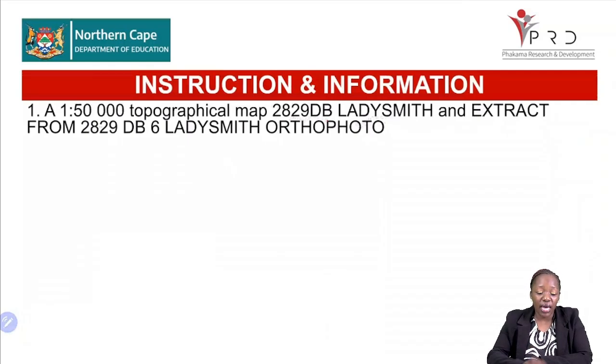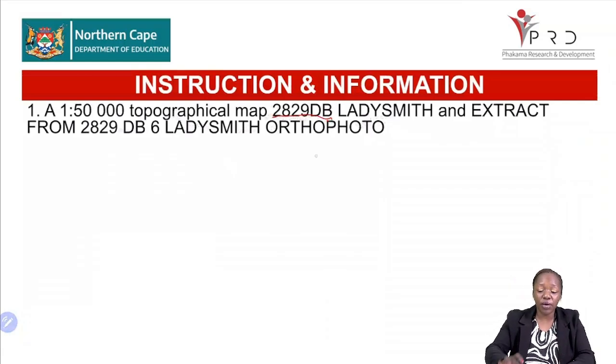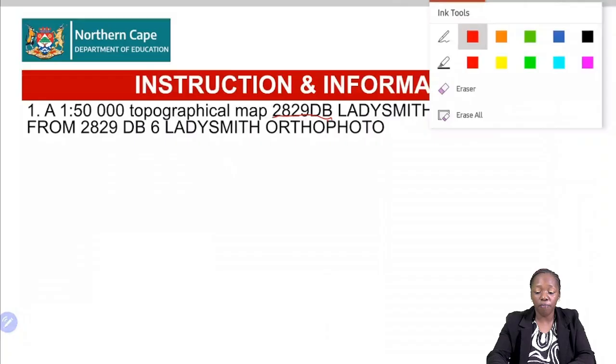So your scale of the topographic map is 1:50,000. And then we've got the map code, which is your 2829 DB. You will see at the top of your map as you get your own copy. And then we've got the extract from the 2829 DB6, which is the Ladysmith orthophoto. Remember, you're supposed to have 2 sets of map always, your topographic map as well as your orthophoto map.